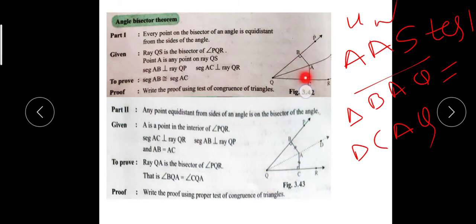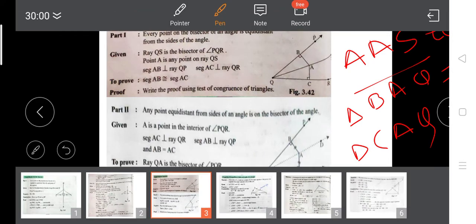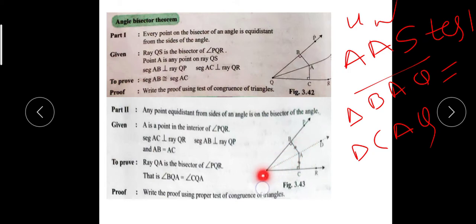If they are congruent, it means that AB is equal to AC. Now here we have to prove these two angles are equal. Very simple. Now see, in triangle ABQ and triangle ACQ, we have to prove the same triangles congruent. But by which test? Now AQ is equal to AQ. AB is equal to AC and angle ABQ is equal to angle ACQ.